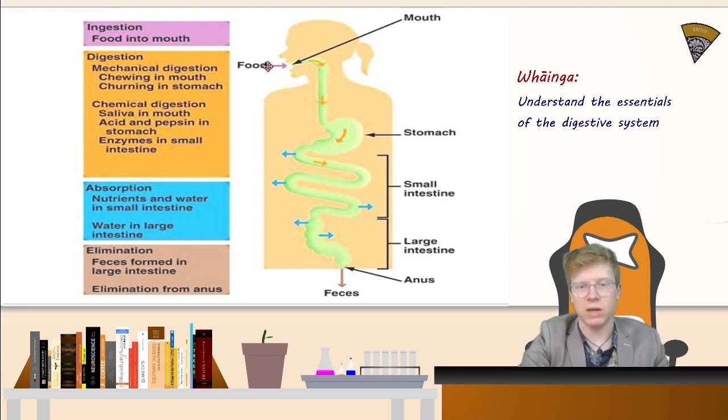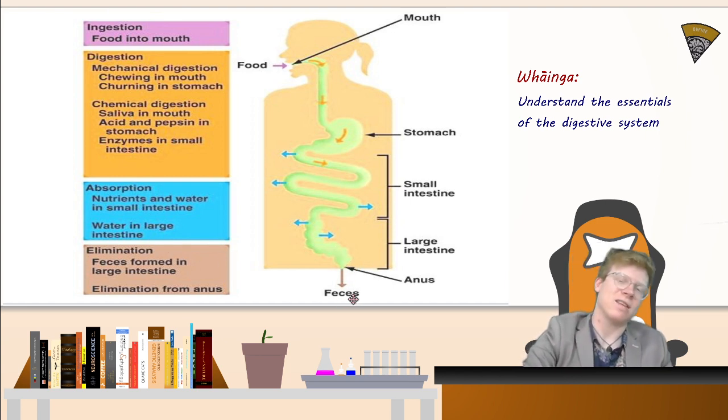We've got a little image here to help you out with those 4 parts. Ingestion of the food in the mouth, digestion down this part here, absorption as things come out and into the bloodstream, and then elimination or egestion, right, as the feces come out.